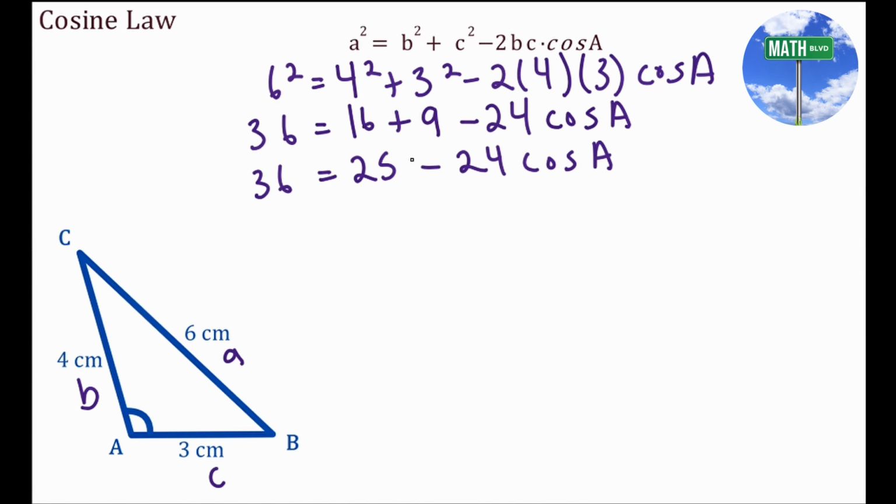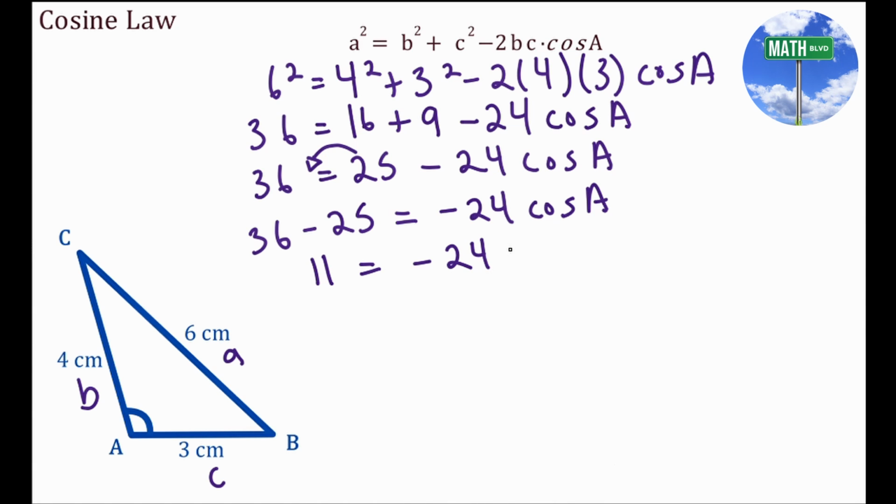I will then move positive 25 to the other side of the equal sign. This will turn it into negative 25. I will then begin to isolate A. I will do this by first dividing both sides by negative 24. 11 divided by negative 24 is negative 0.46.